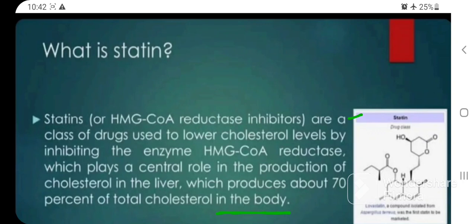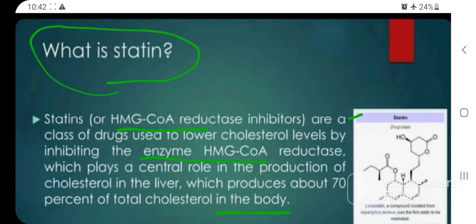So these statins are inhibitors, HMG coenzyme A reductase inhibitors. What they do is decrease the cholesterol levels, by inhibiting the enzyme HMG coenzyme A, an enzyme which helps synthesize the cholesterol. The synthesis of the cholesterol is inhibited by the HMG coenzyme A reductase inhibitors. That role is played by these statins.